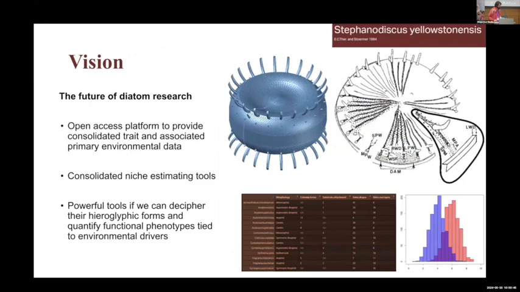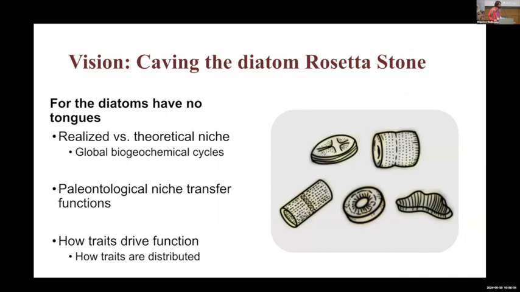So kind of the vision is to design and make this open access platform, run it through the diatoms.org website, and that's kind of what I'm here to learn from you all about, hopefully, and write a grant in the next couple of months to carve the Rosetta Stone for diatoms, so we can start to ask these really basic questions like, how does trait shape change biogeochemical cycles, and then make really consolidated paleontology tools.